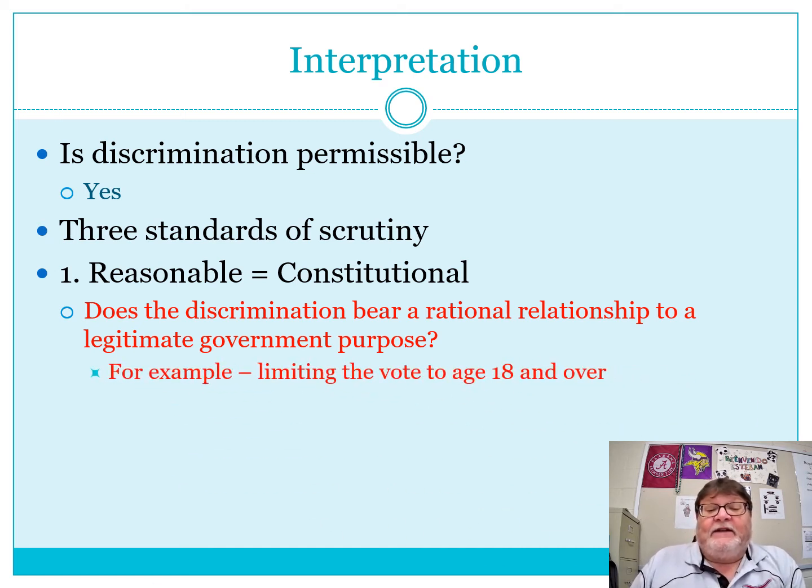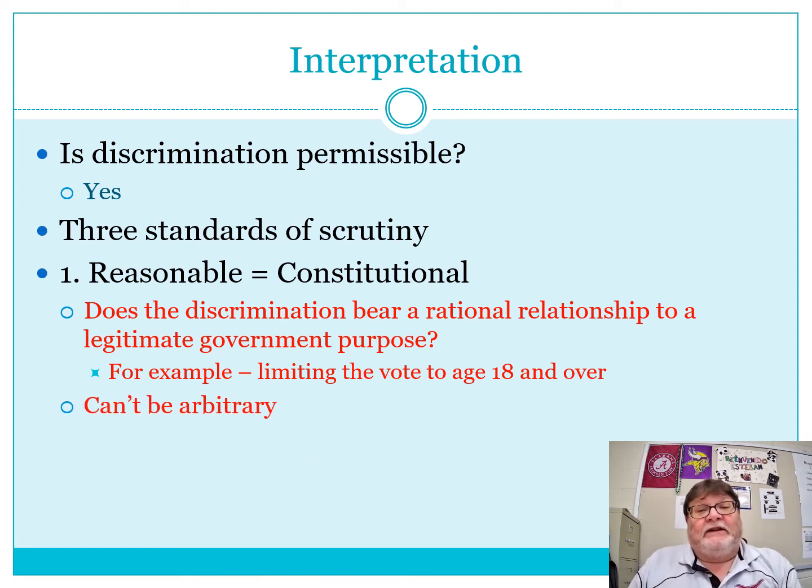And we'll give you an example, limiting the vote to 18 and over. Yes, 17 and younger, when we're talking about voting, that is discrimination. They are discriminated against, but it is reasonable. It bears a rational relationship to a legitimate government purpose, that only adults can vote. That is reasonable. So that's the lowest level.